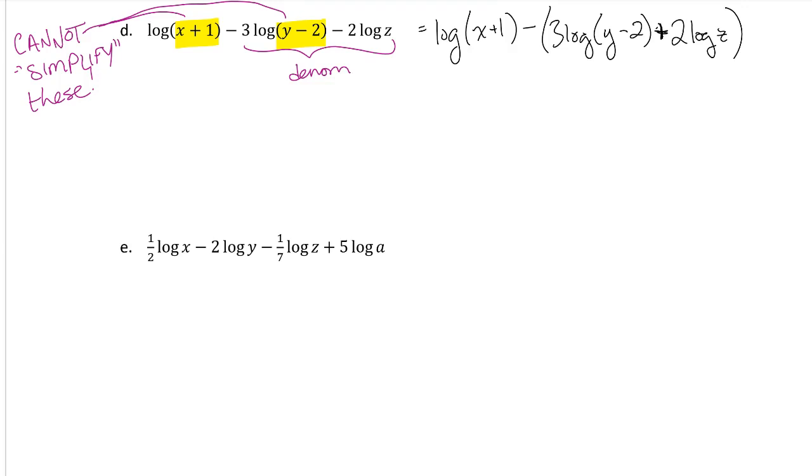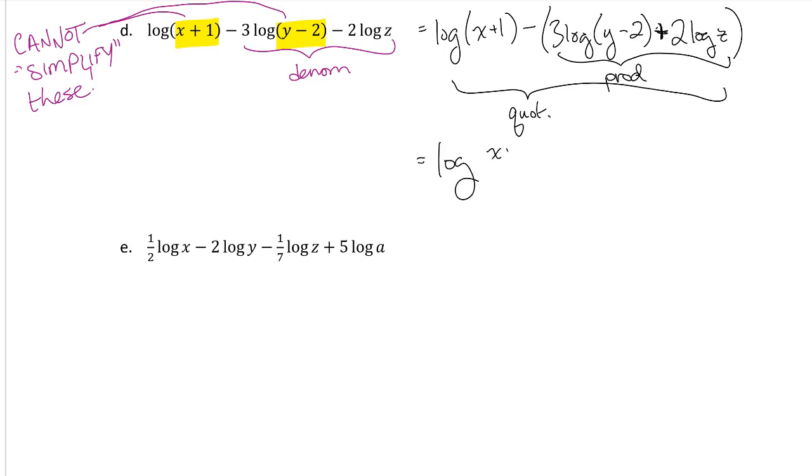So that puts them together, which means that these are now multiplying, and that it's the whole thing. It's the quotient. So when I rewrite this as a single log, x plus 1 is in my numerator, and everything over here gets simplified into the denominator. So I've got two exponent laws going on here. I've got y minus 2 cubed and z squared. That all goes in the denominator because it's all being subtracted from that first term.